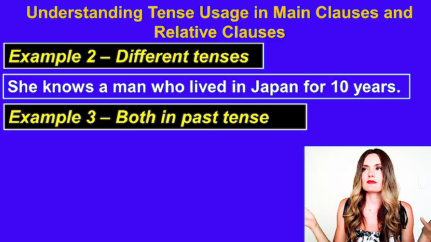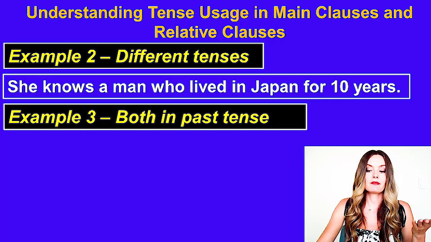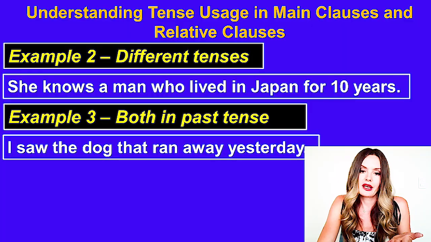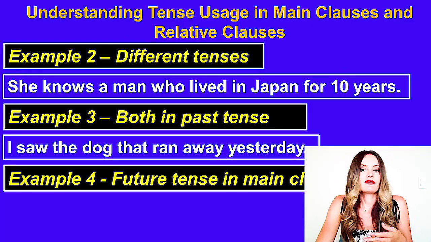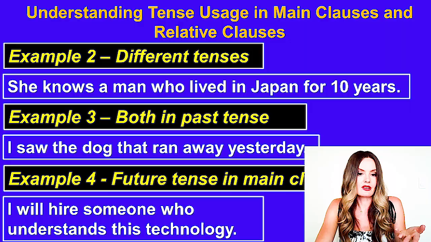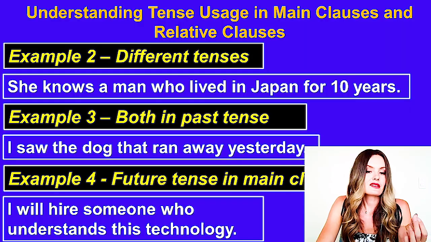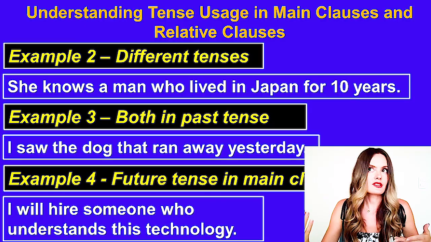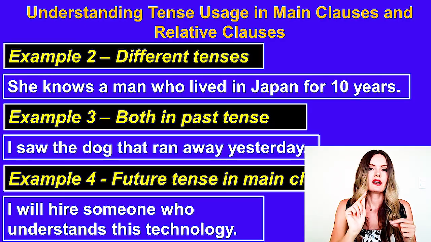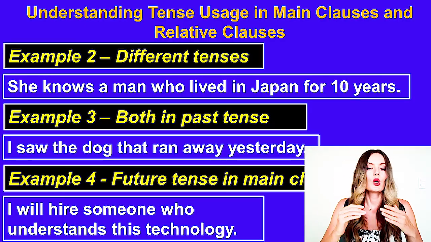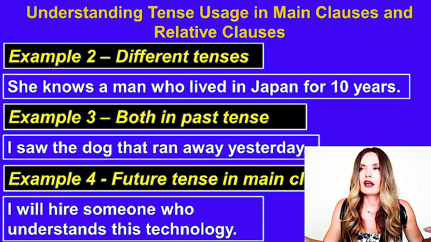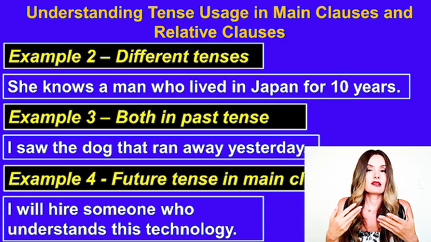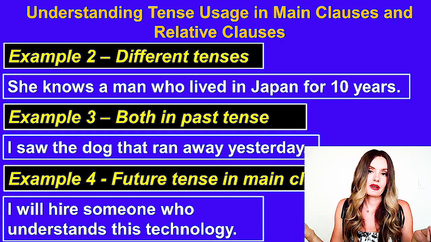Also, you can see that sometimes both clauses can be in past tense. Like in this example, I saw the dog that ran away yesterday. And sometimes you can use even future tense in the main clause. For example, I'll hire someone who understands this technology. So I'll hire someone. We are talking about the future, that I'll do this in the future. Who understands this technology? Here we're talking about a general fact. That's why in the relative clause we use present simple tense.